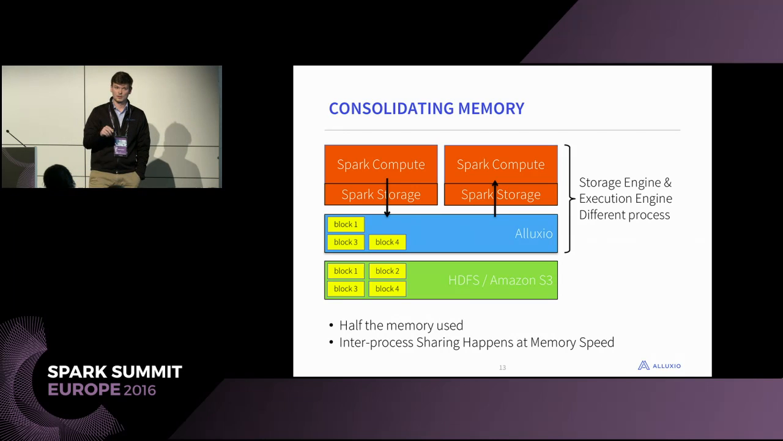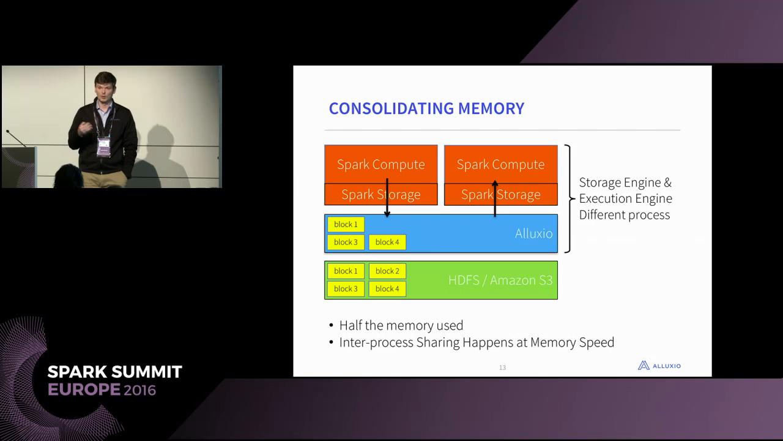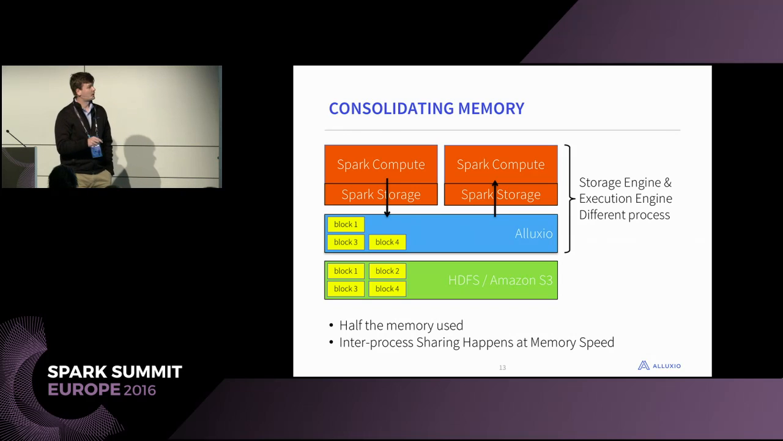If instead you use Alluxio as a Spark storage engine, which by the way was the original motivation for Tachyon, which is the previous name of Alluxio, you get rid of this duplication, because now Spark, effectively acting as a compute engine only, can access the data at memory speed, provided Alluxio is using memory for storing the blocks. And not only do you get memory consolidation, but you also get data sharing at memory speed between the 2 Spark executors.